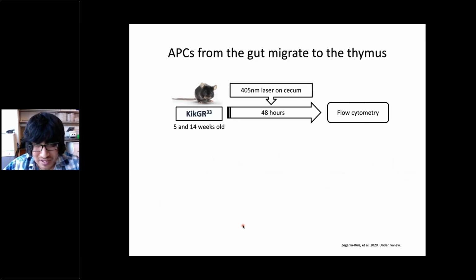To actually test this migratory capacity, what we did was use KikGR mice. Basically, these mice constantly express green fluorescent protein in all their cells. However, when these cells are exposed to a 405 nanometer laser, they become red. So we can track which cells were actually exposed to this laser. To use this in our migration experiments, we exposed the cecum of these mice, and only the cecum, to this laser. Then we waited for 48 hours and assessed where the red cells that were supposed to be in the cecum ended up.